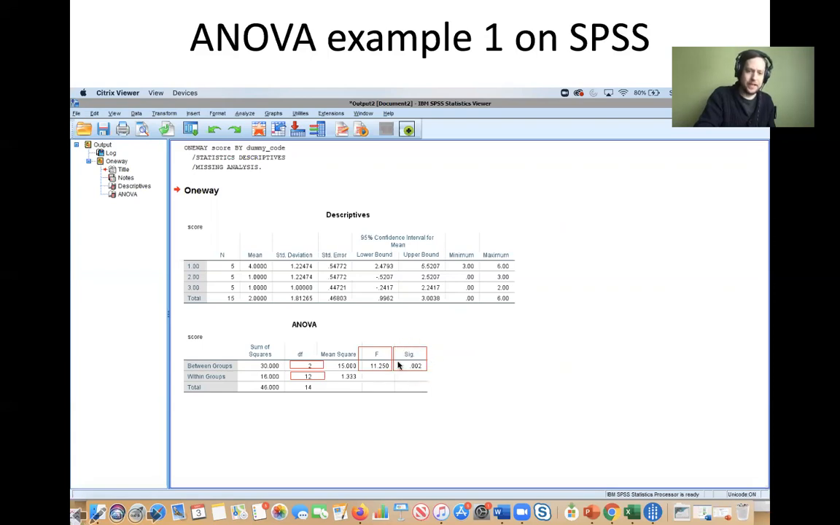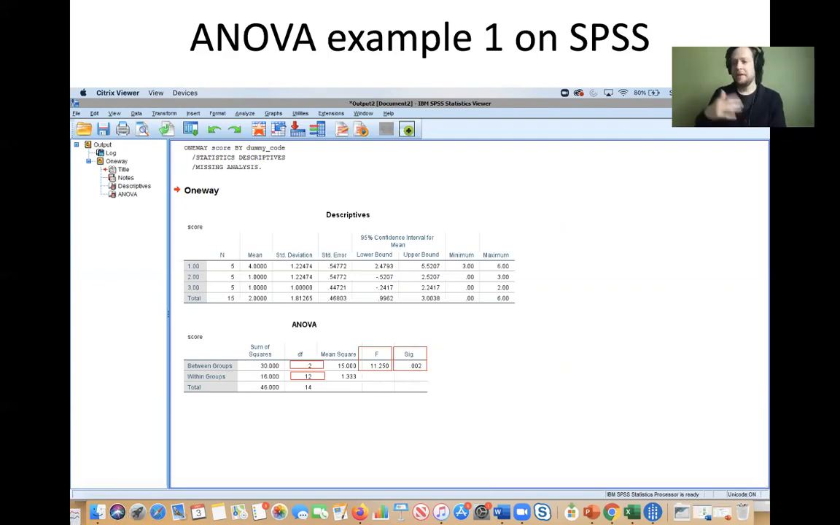This is significant. Can someone tell me how do I know that this is significant? What about this indicates to me that this is significant? Because it's less than alpha. Yep, it is less than 0.05, which is the typical alpha in psychology. And so 0.002 is less than alpha, 0.05, and so we have a significant effect.